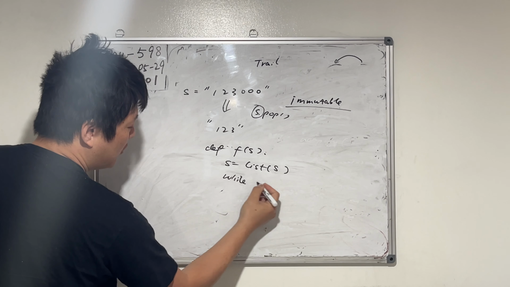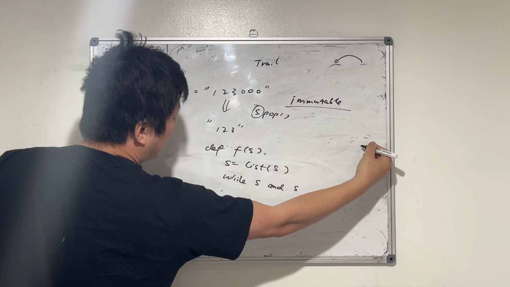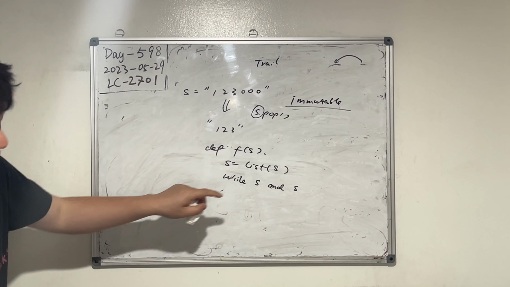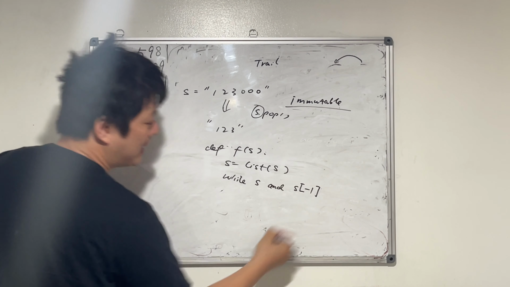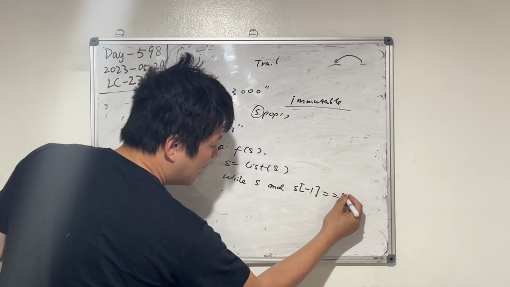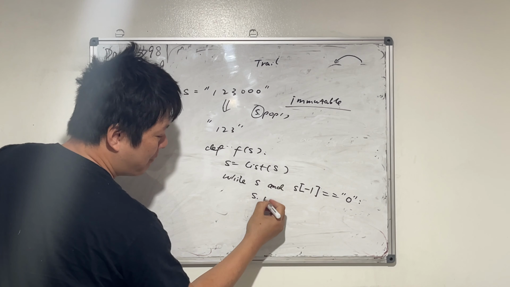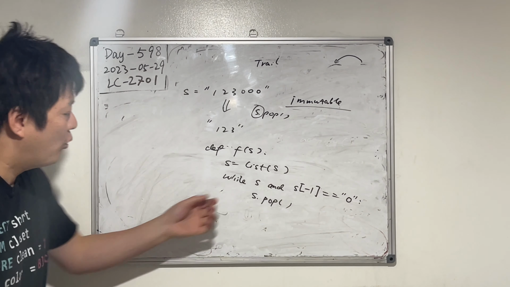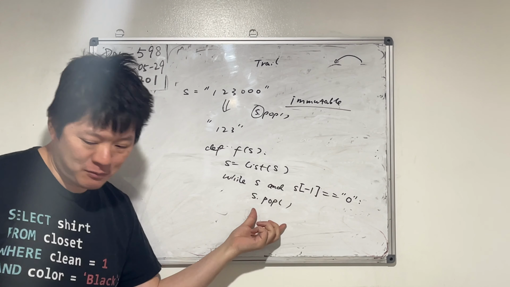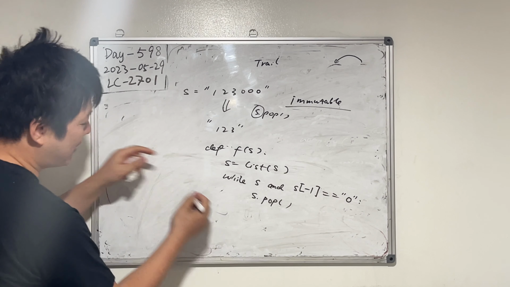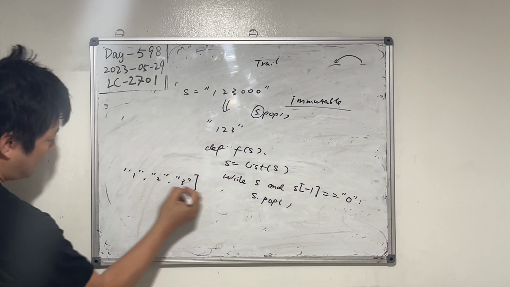While s is not empty, how do we get the rightmost character? The index of s, minus 1. While s[-1] equals 0, then we can s.pop. So while s is not empty and the last character on the right is 0, we remove one character. And now we got s, so now we got 1, 2, 3.